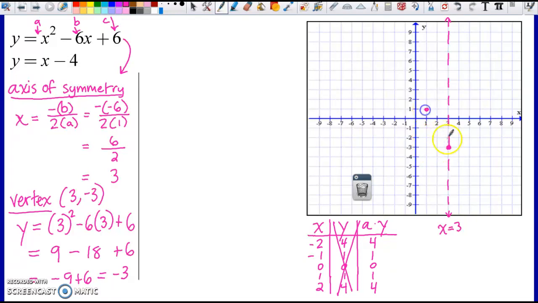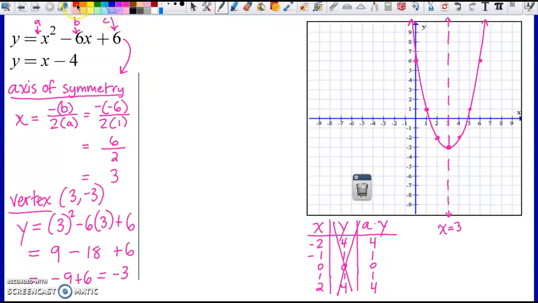2 over 4 up, 1 over 1 up, 0 over 0, 1 over 1, 2 over 4. And if I wanted to go further, I could. I could go 3 over, up 9: 1, 2, 3, 4, 5, 6, 7, 8, 9. Again, I don't need to make this solid or dotted because it's an equation, so it's always going to be solid. There's my parabola.